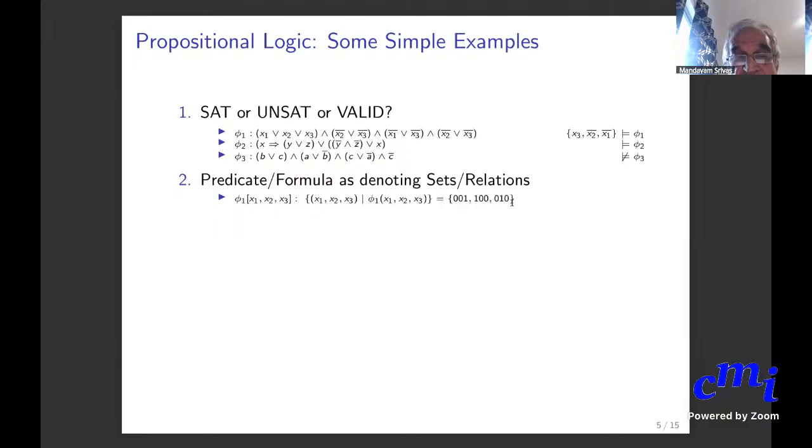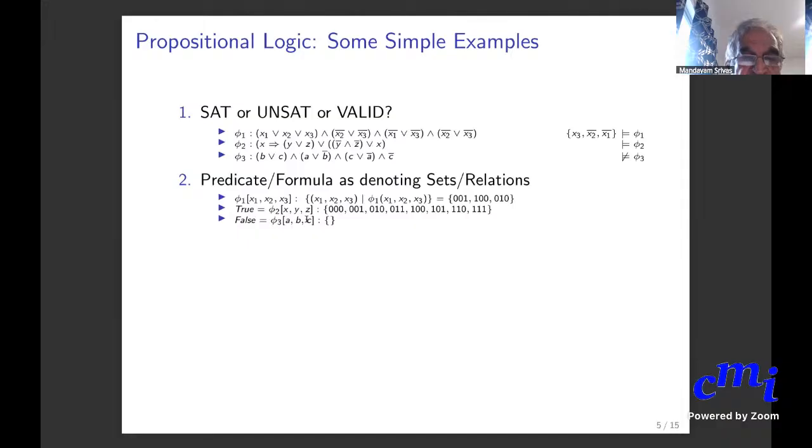Given that, consider the trivial formula true. If it is considered as denoting a function over three variables, it denotes the universal set of all Boolean triples. That's what true will be considered as denoting. False, obviously, will be denoting the empty set. Simple, but still something that you need to be aware of.